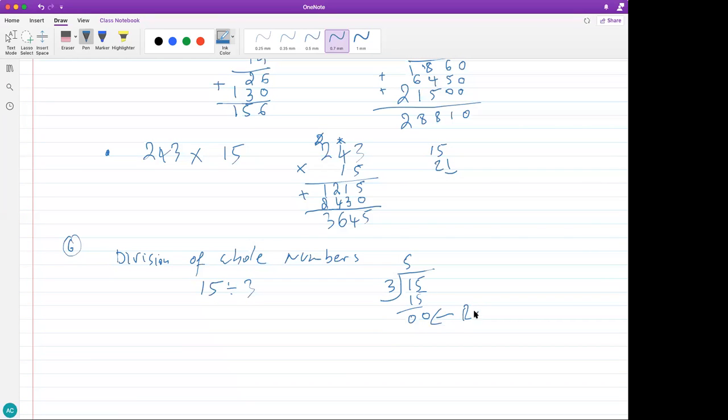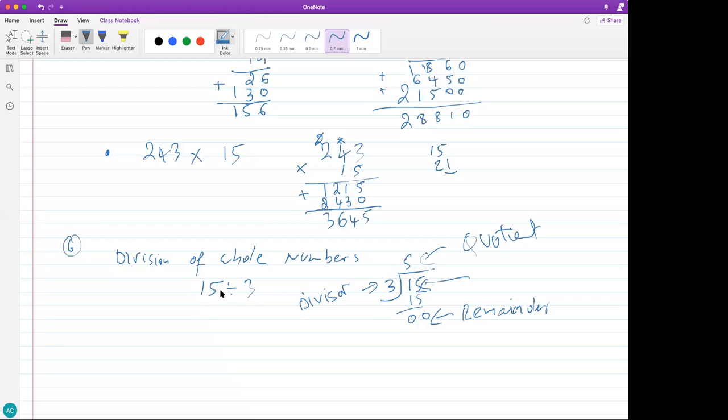What do we call this? This is the quotient. When you divide, the result is called the quotient. This is the divisor, or the divider. I think either is fine.